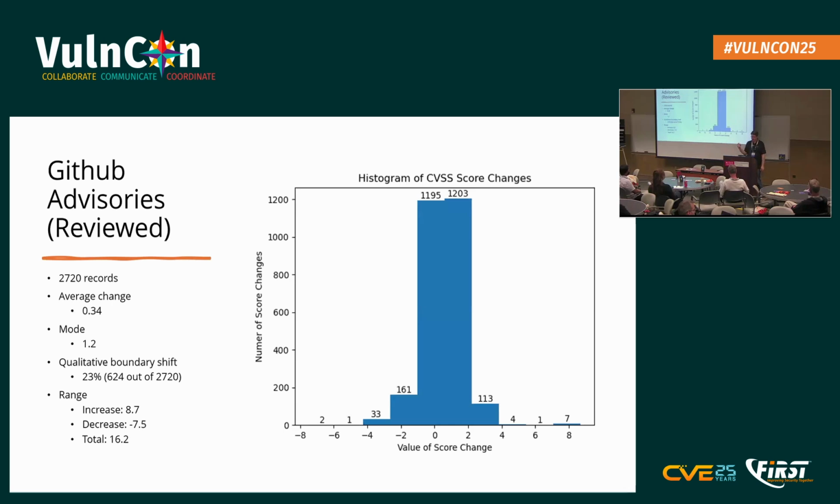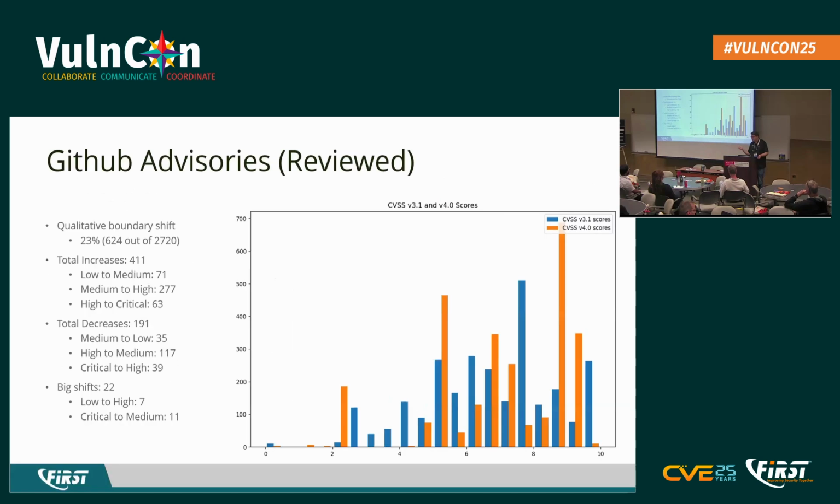Looking at the reviewed advisories, we have 2,720 records, a bigger change on average, increasing by 0.34. A lot of scores increased by a big chunk, with a mode of 1.2, a big jump there. They have a smaller ratio, but also still a big amount of qualitative boundary shifts at 23%. There's a weird range here. I'm not entirely certain, but I think some of these may just be wrong, because an increase of 8.7 looks like it just had a 0 score for version 3 and then an 8.7 for version 4. And I think it's the other way around for the decrease. So that range is a little bit deceptive.